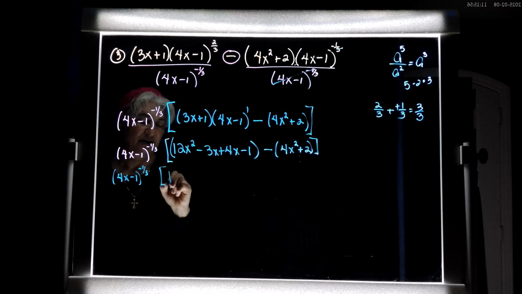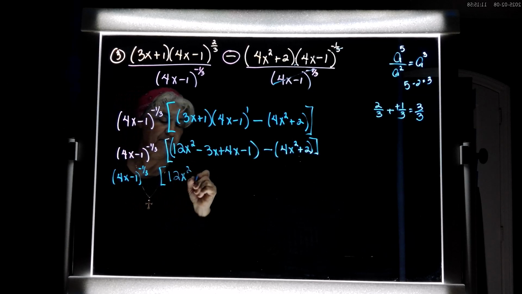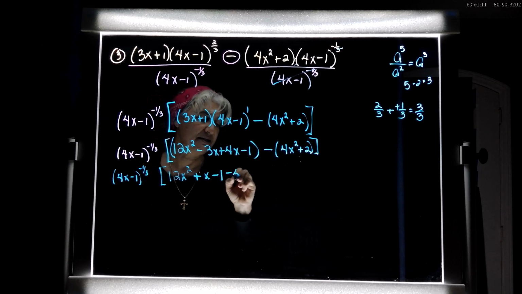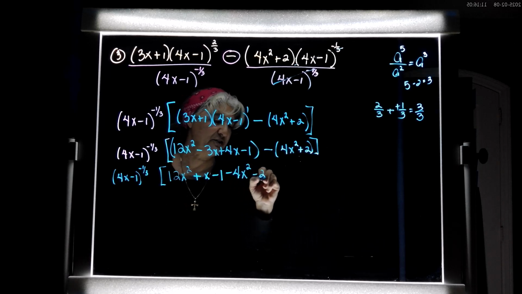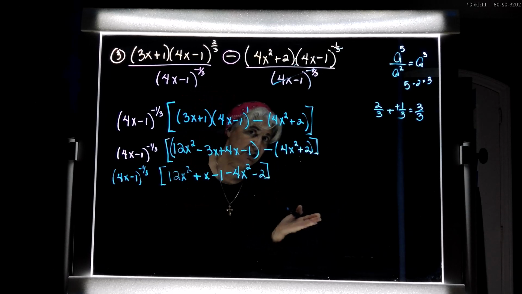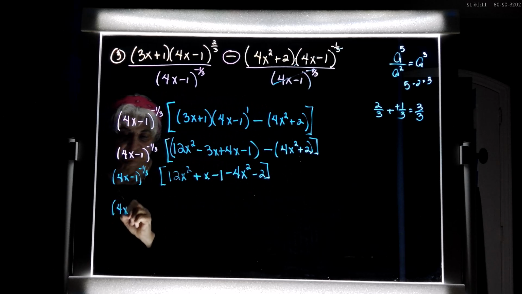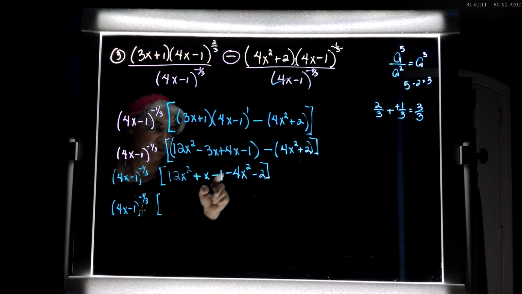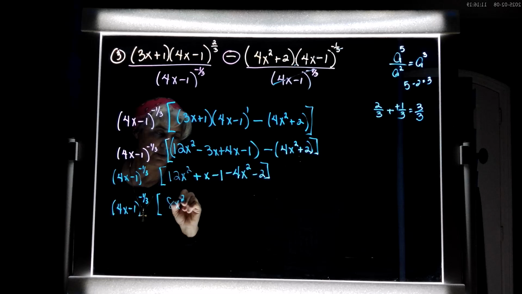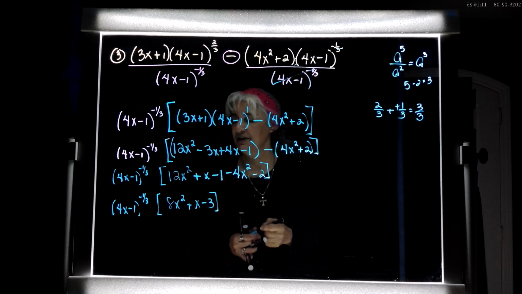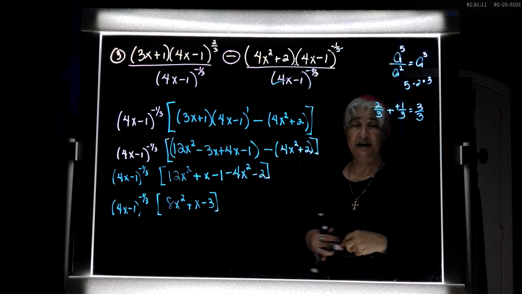In the brackets, we have 12x squared plus x minus 1 minus 4x squared minus 2, because we have to distribute that subtraction sign. Agreed? Okay. All right. Let's see what the brackets are going to simplify to. Looks like 8x squared plus x minus 3. All right. Not too bad.